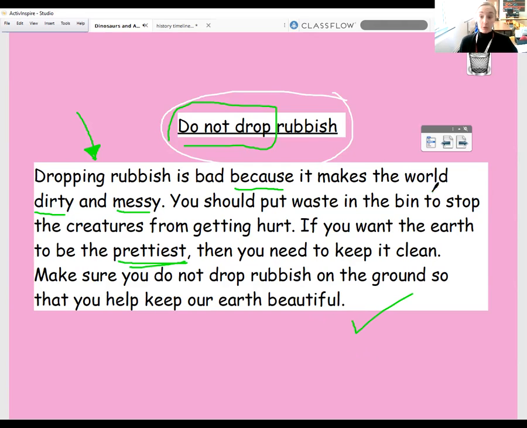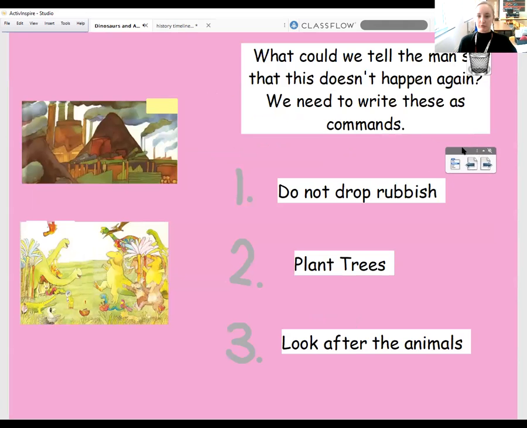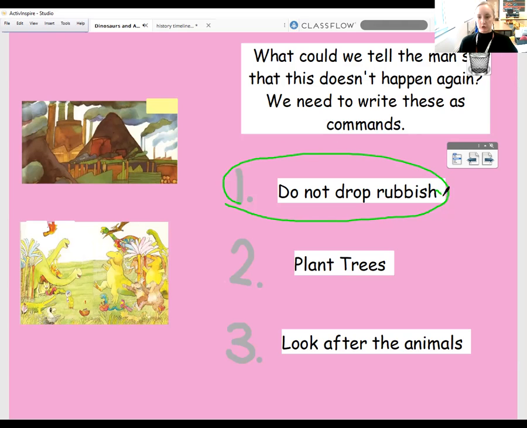Fabulous. So I hope you all had a go at doing that on Friday. I've had a few things sent across, but don't forget to send me yours across so I can check it, because now we're going to continue writing the next part of our leaflet. Now, if you remember, we had to think of 3 things that we wanted to tell the man. We wanted to tell him what to do in our information leaflet. So I've already done this section here, do not drop rubbish. I've already done that one. That was what I did on Friday.